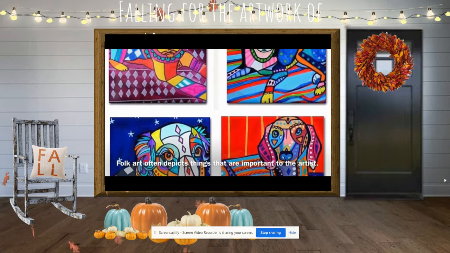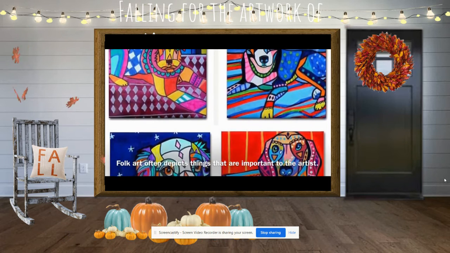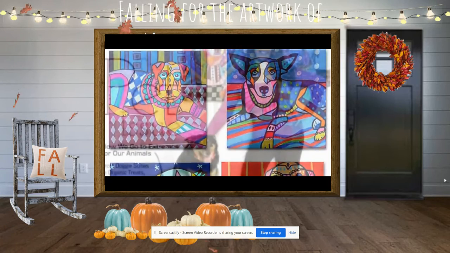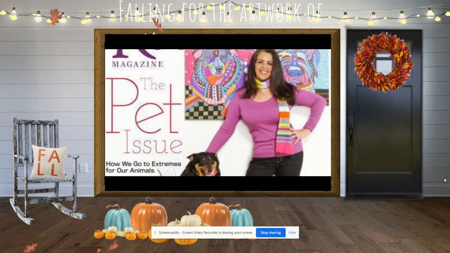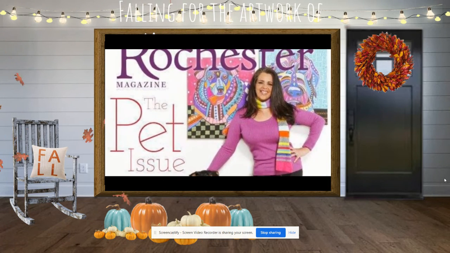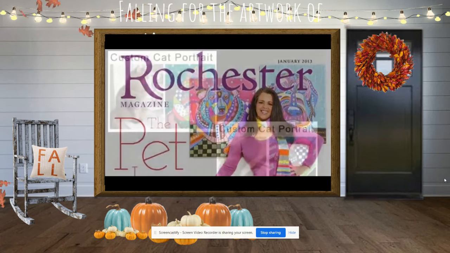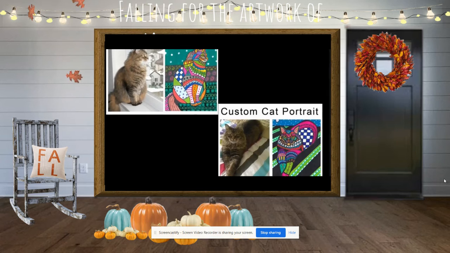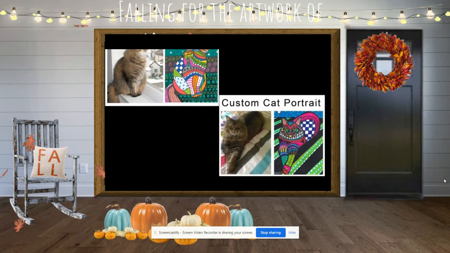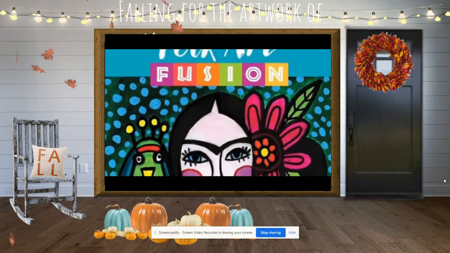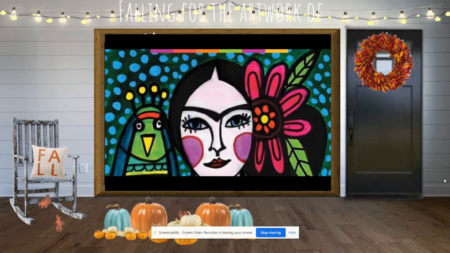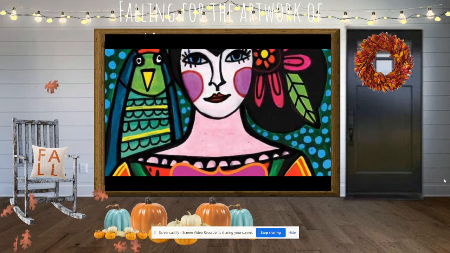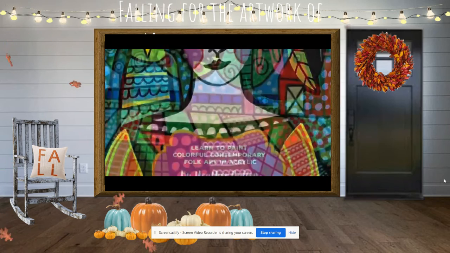Things that are important to Heather Gawler include music and books and other artworks, and the most important thing to her is the environment. One thing that Heather Gawler really became famous for was her pet portraits. For $250, you could send her a picture of your pet, and she would paint a painting of your pet in her style. Heather Gawler has also written a book about painting called Folk Art Fusion, where she actually teaches you how to create paintings in her style step by step.